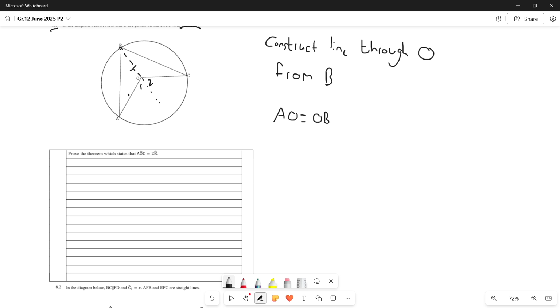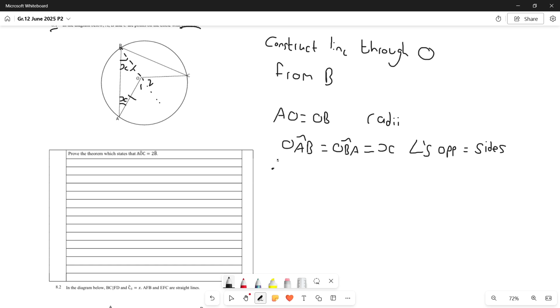This is because of radii. Because AO and BO are the same length, it therefore means that this angle here is the same as that angle there, which means angle OAB equals angle OBA. This angle equals that angle, and we're going to call them x. And our reason is because angles opposite equal sides. So we know that this guy is x, this guy is x.